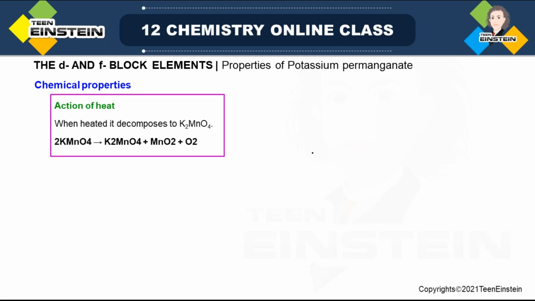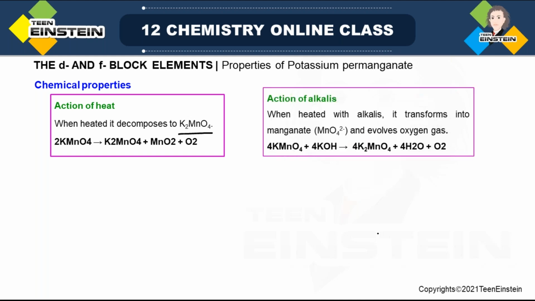It will decompose, and it will decompose to potassium manganate, K2MnO4, and other products are MnO2 and oxygen. So what will be the products of decomposition of KMnO4? That is important for us to know, because when we will discuss the problems related to this, then you will be seeing that question related to this decomposition, that is also there in the exam.